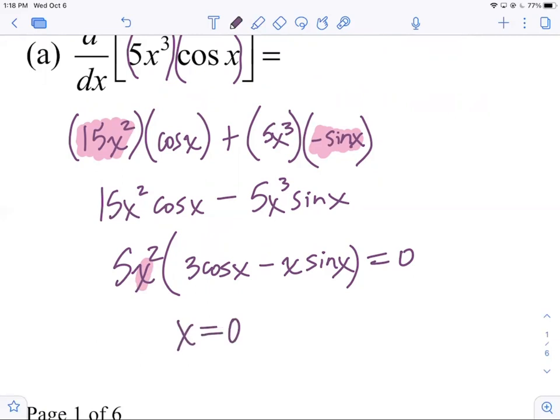There might be another root from that second factor, but it's not going to be real easy to find. But at least I know one of them. I know it's 0 because 5 times 0 squared is 0. I know there's a horizontal tangent at 0.